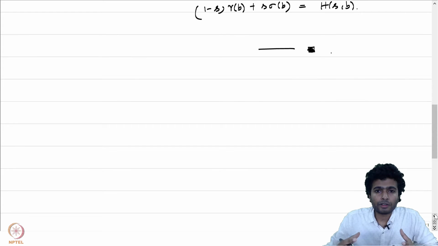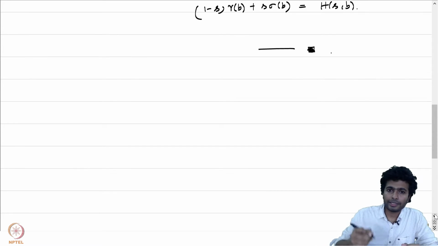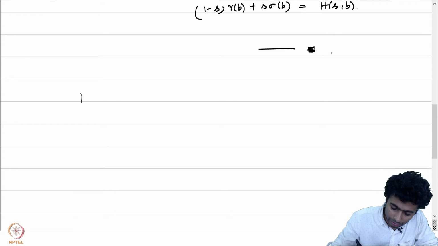Let's now use the power of Cauchy's theorem to compute certain integrals which otherwise are difficult to compute. So let me write it down.